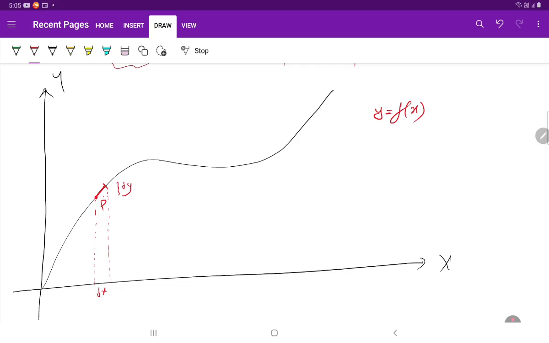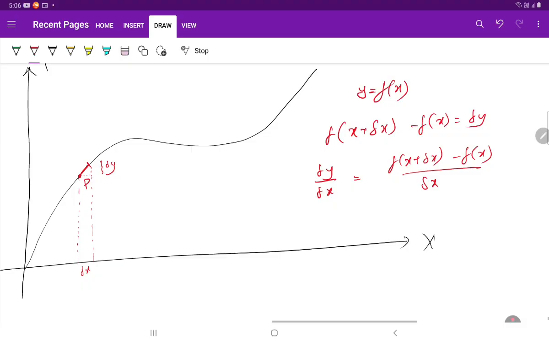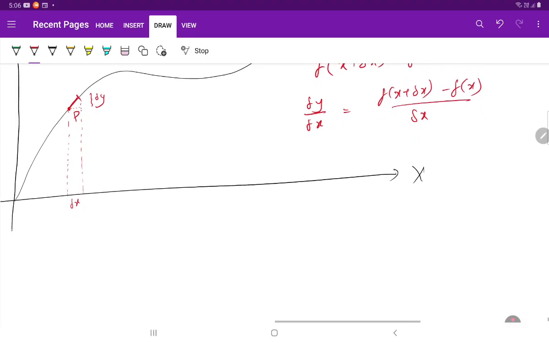Now to find the change, we'll be doing f of x plus del x minus f of x, which will be the change in y. Now what is the change of y with respect to x? So del y by del x is the result, which will come out to be f of x plus del x minus f of x by del x. Now in mathematical terms, we represent this del y, which is a very small number, as dy, and del x as dx.